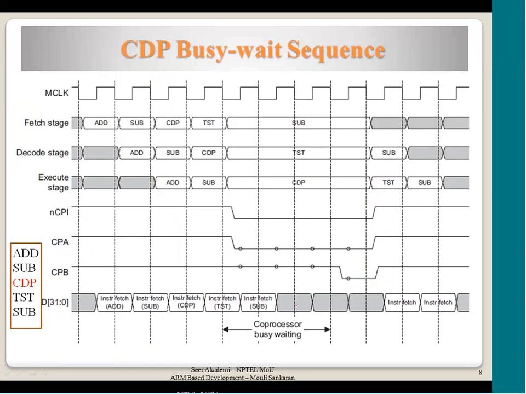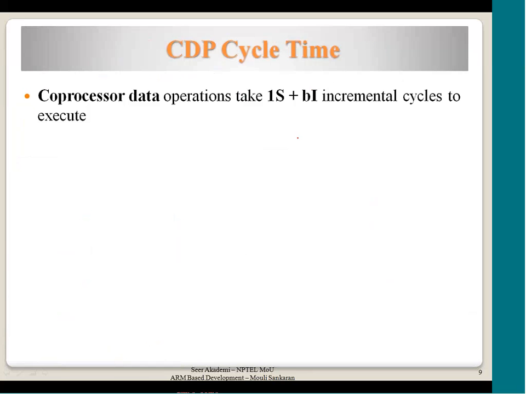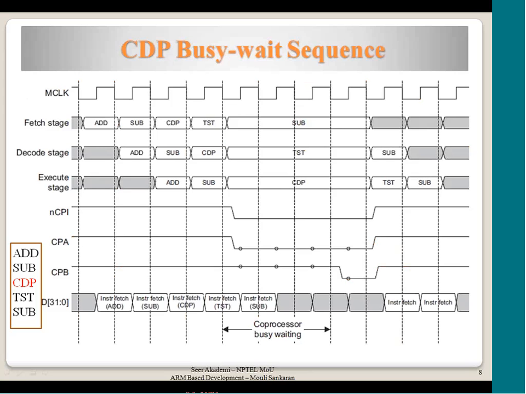Once you understand this, the remaining timing sequence you will be able to follow easily. Now, what is the cycle time taken by this instruction? Let us go back. I said 1S and B into I. B is the number of busy wait cycles, internal cycles. Okay, how is it? See, the time taken by the coprocessor is how much time the coprocessor is occupying the ARM execute stage. If an instruction is occupying the execute stage of the ARM for how many cycles, that is what gets the cycle time, right?